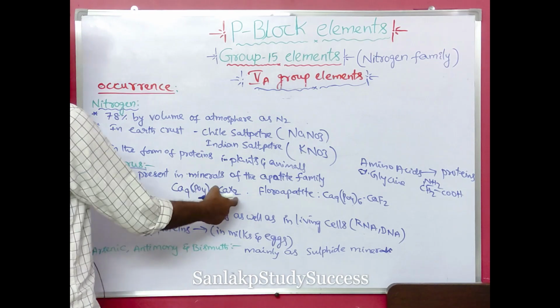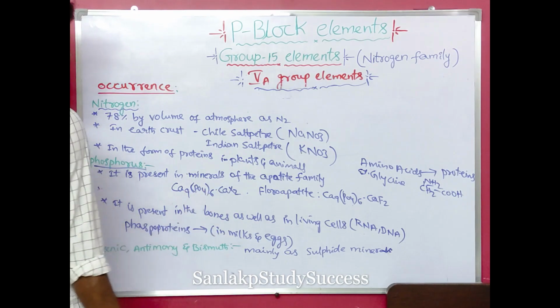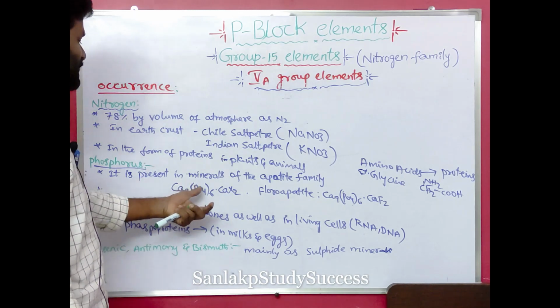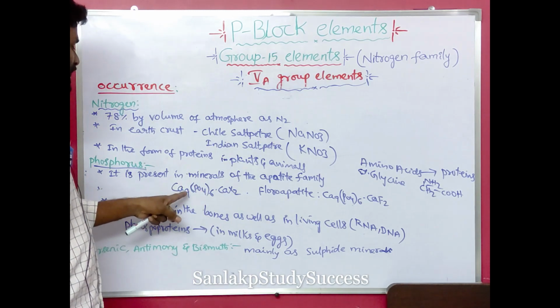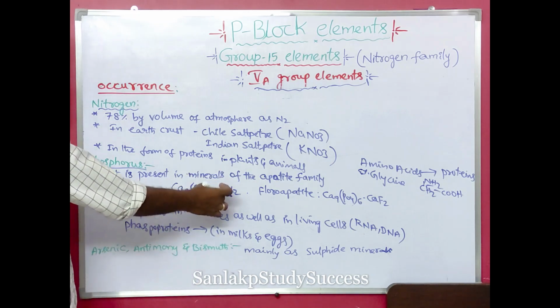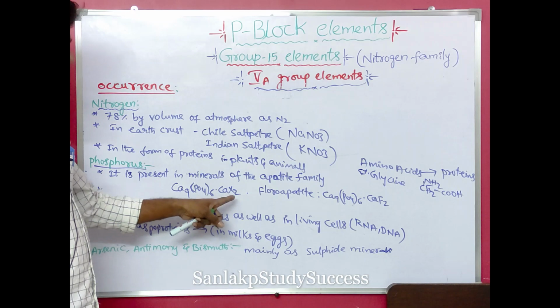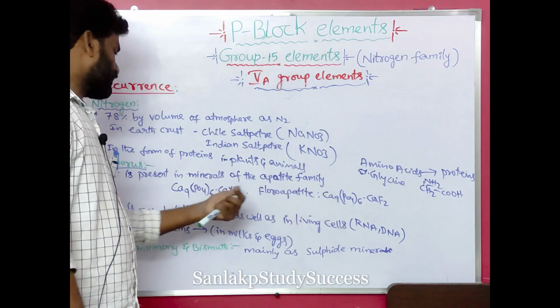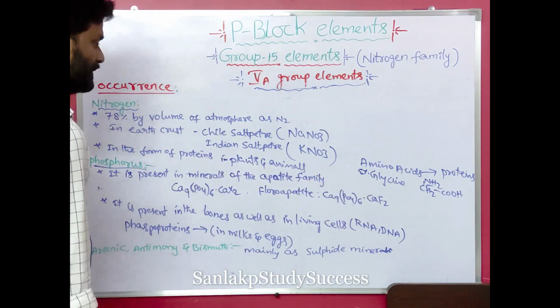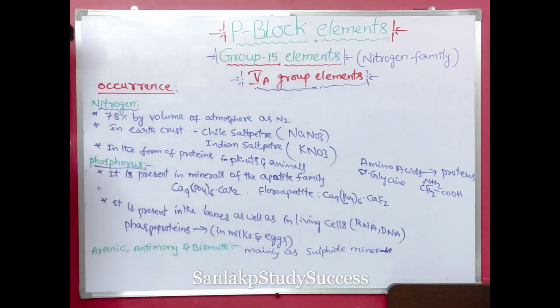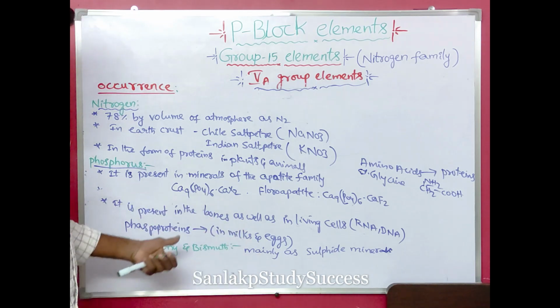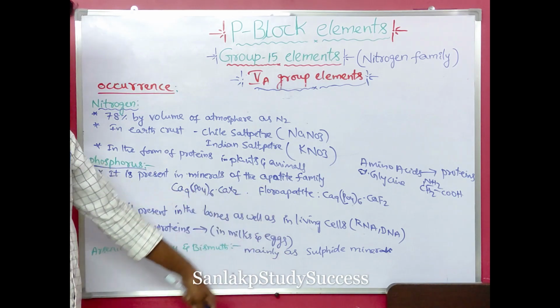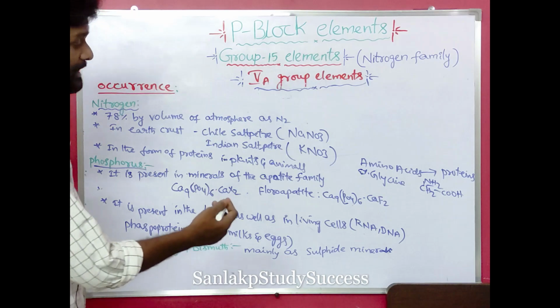This is the formula of apatite: Ca9(PO4)6·CaX2. This is the phosphate form. If X is equal to fluorine, F, that is said to be fluoroapatite: Ca9(PO4)6·CaF2. Here phosphorus is present. It is present in bones as well as in living cells like DNA and RNA.